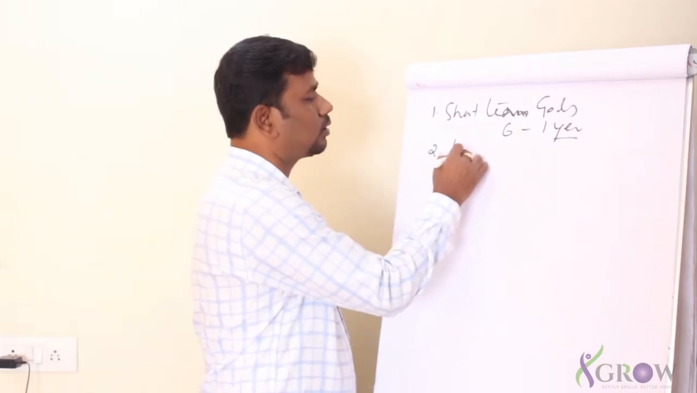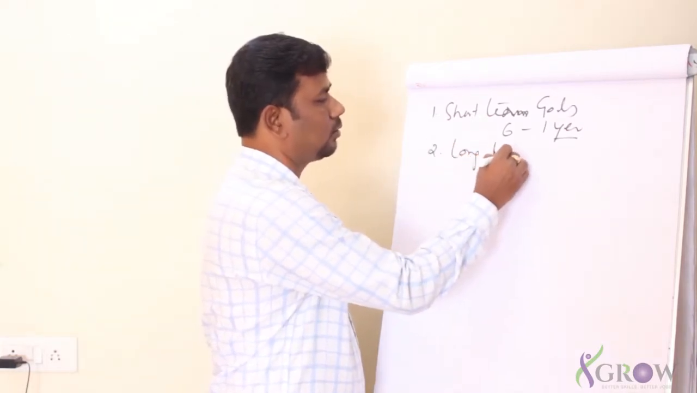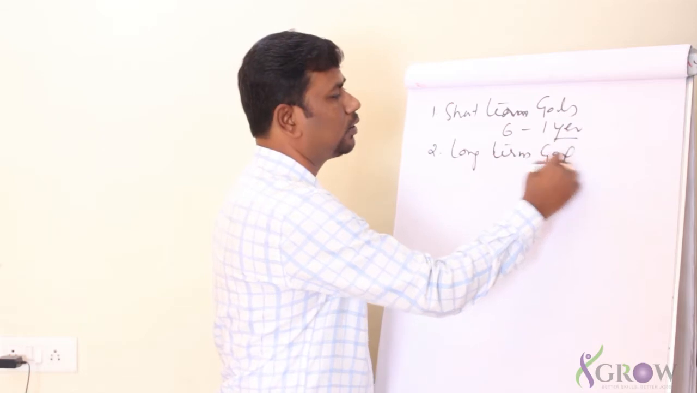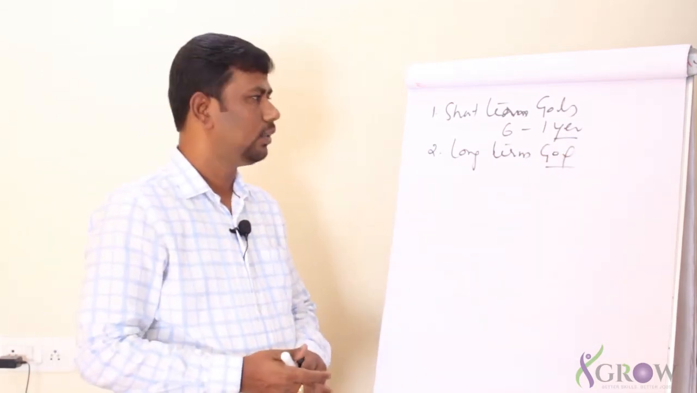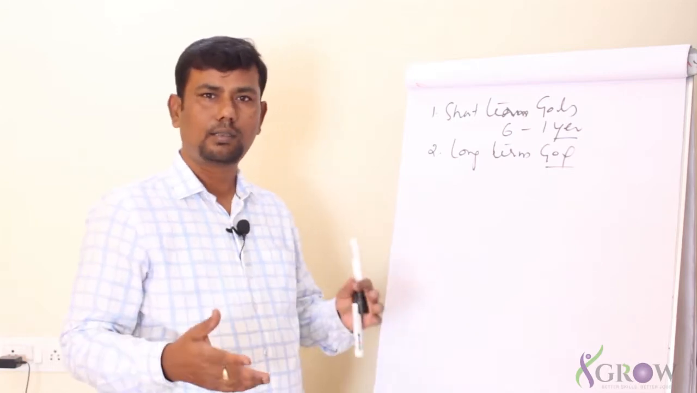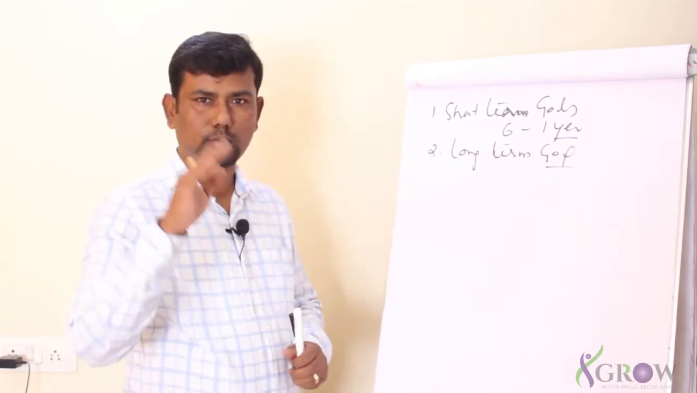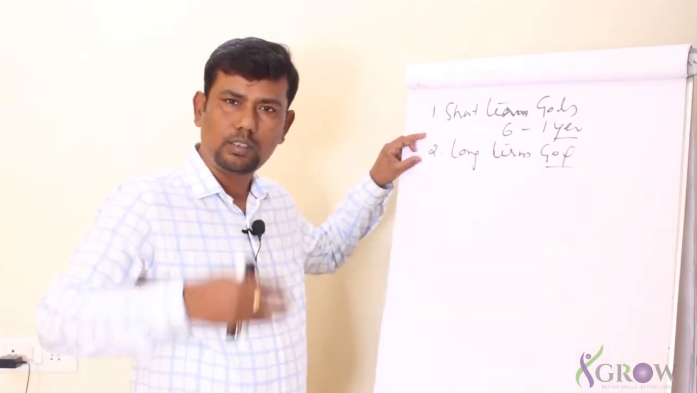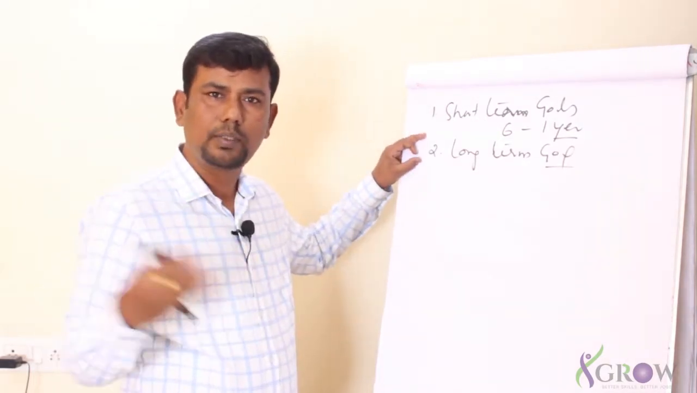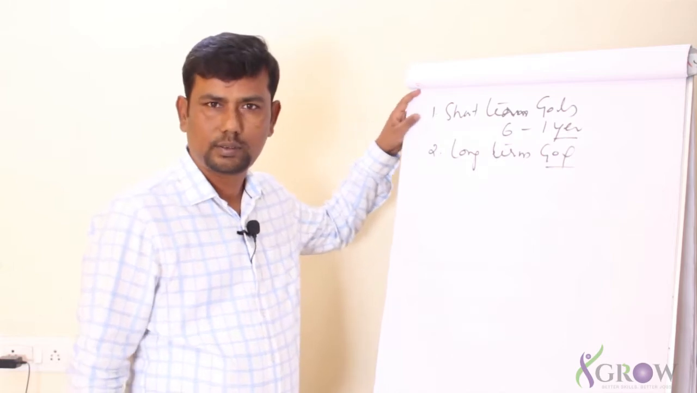Second one is long-term goals, which is long term, 3 years to 5 years kind of a thing, right? How do you define long-term goals and short-term goals, right? That's the most important topic that we are going to discuss now. Long-term goals, when they are broken into small pieces, they become short-term goals.